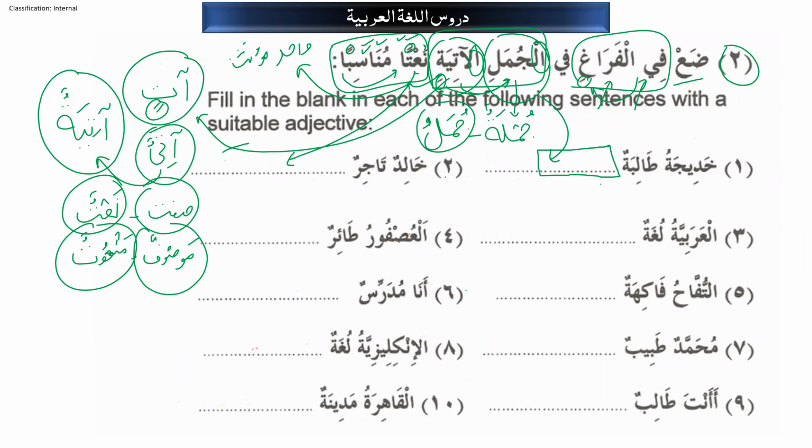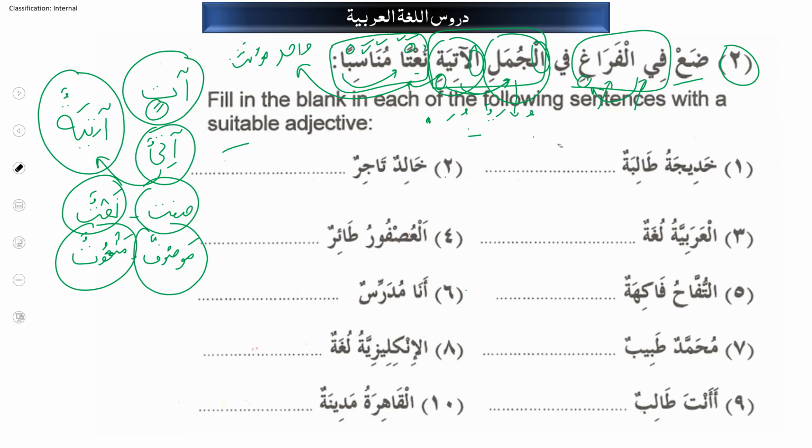Okay. Should I go on to the second one? Khalidun tajirun kabirun. So Khalid is a merchant, a big merchant. Again, same thing. Khalid mubtada, tajir. Okay. Al-Arabiyatun lughatun sahlatun. Arabic language is easy. It is easy actually. Allah subhanahu wa ta'ala said it in the Quran.